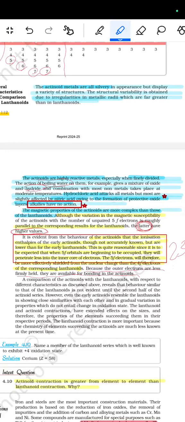The magnetic properties of the actinoids are much more complex than those of the lanthanoids, although the variation in the magnetic susceptibility of the actinoids with the number of unpaired 5f electrons is roughly parallel to the corresponding results for the lanthanoids. The latter have higher values.